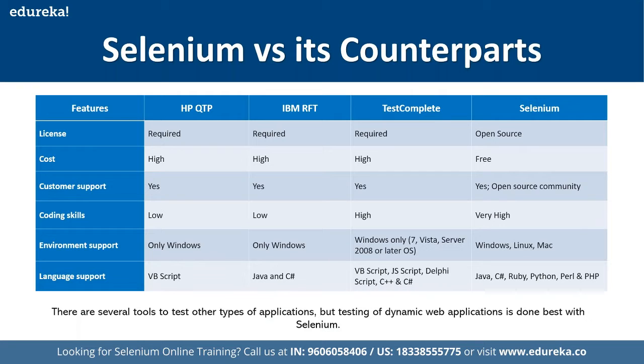Whereas if you talk about competitive products, HP QTP is one of them, which keeps on changing its name. IBM RFT is there. Then you have Test Complete as well. These three products are very costly. HP QTP is somewhere around 1 lakh per user, depending on how your company deals with it, but it's mostly a very high cost. Test Complete also comes at around $1,000 or 1,000 euros or something. IBM RFT is also such a costly product.